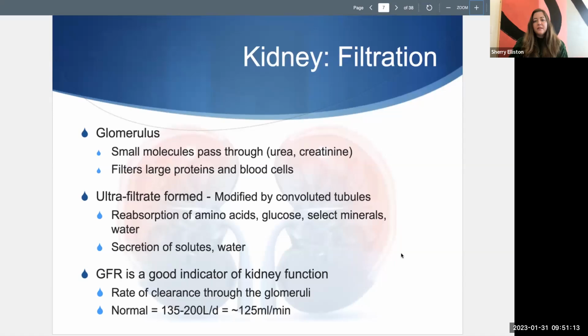The glomerulus is what allows small molecules to pass through, things like urea and creatinine. As we discussed in lab, urea is that byproduct. Ammonia gets converted to urea, then urea has to be excreted. This is the other reason the MNT application for protein is really important when we talk about protein restriction as kidney disease progresses. It also filters larger proteins and blood cells. And then what's formed is ultrafiltrate.